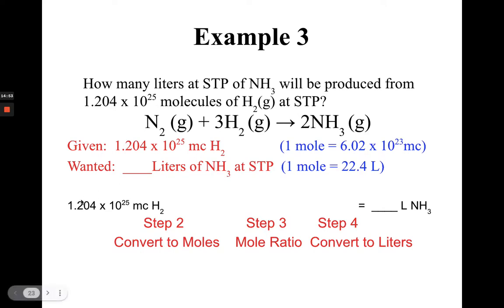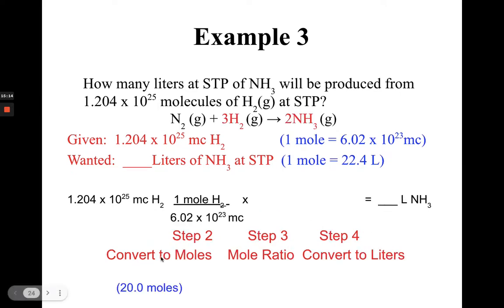Again, we'll set up our given and our wanted. Here's our given, 1.204 times 10 to the 25th molecules of H2. Here's our wanted, how many liters of ammonia? And again, at STP. So remember, step 2 is to convert to moles of hydrogen. Step 3 is to do our mole ratio in order to get to moles of ammonia. And step 4 is to convert moles of ammonia to liters of ammonia.